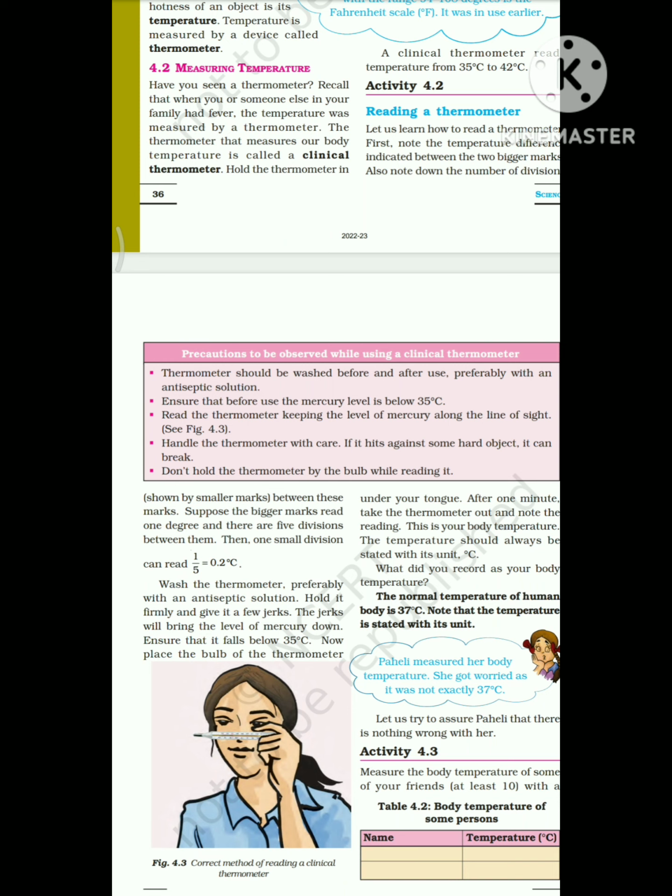Then do not hold the thermometer by the bulb, because if someone holds it by the bulb, the temperature in it can rise. And one more important thing, the clinical thermometer has a kink, which does not allow the mercury to fall or rise, and so we can get the correct reading.